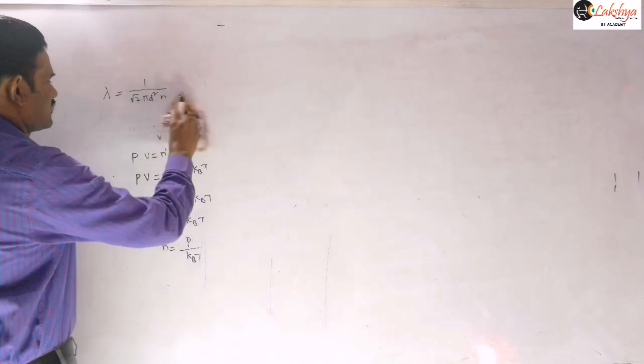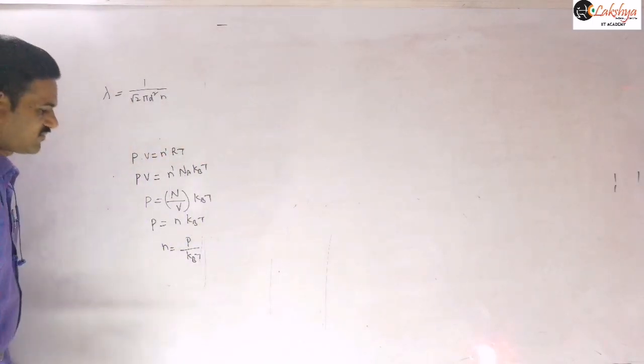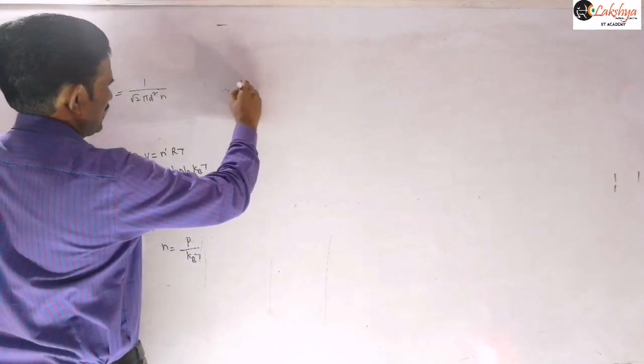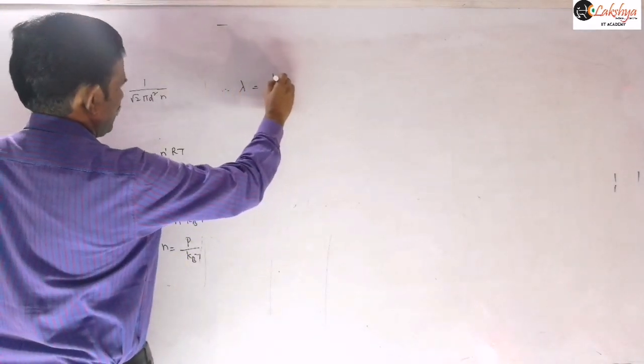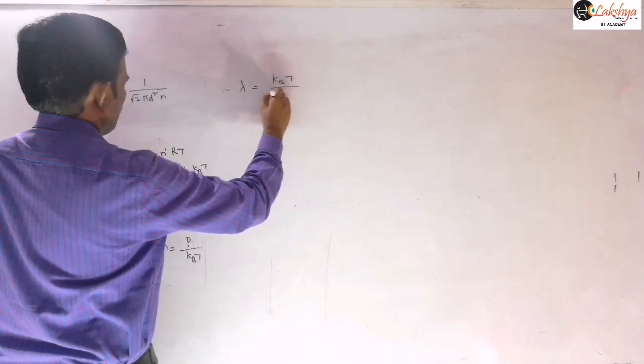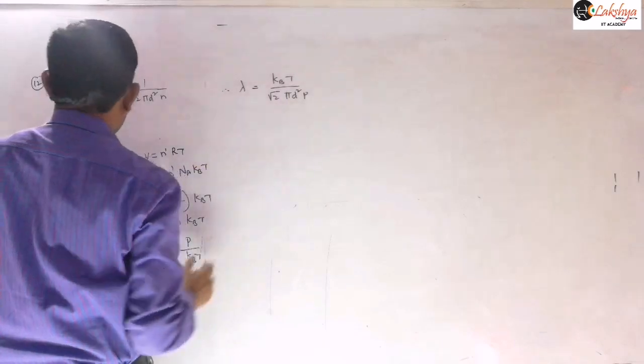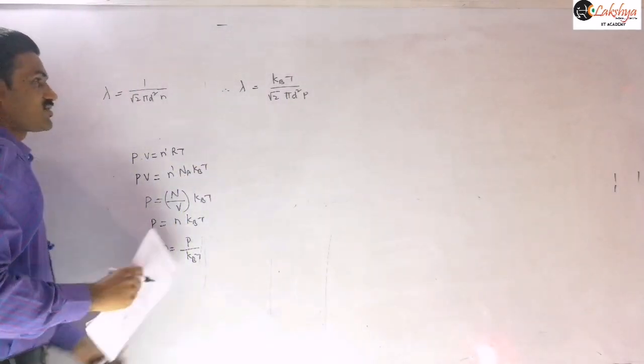So now I will rub this. From the ideal gas equation I explained this derivation also. And then let us substitute that expression there. Therefore lambda is equal to Kb into T by under root of 2 into pi d square into P, you can write, right? So that is our equation here.